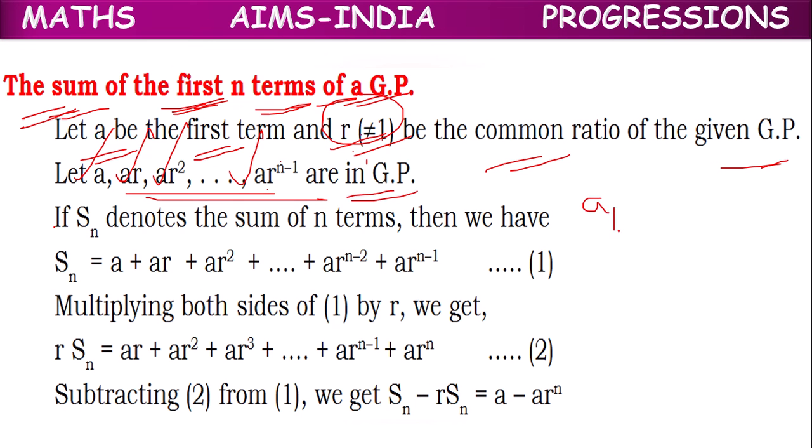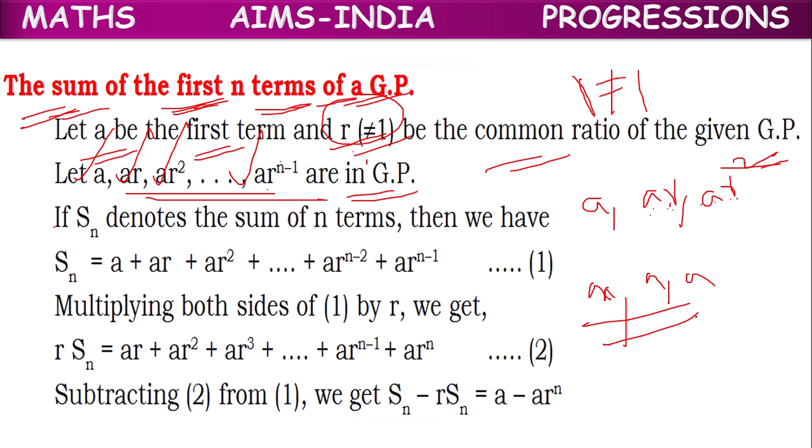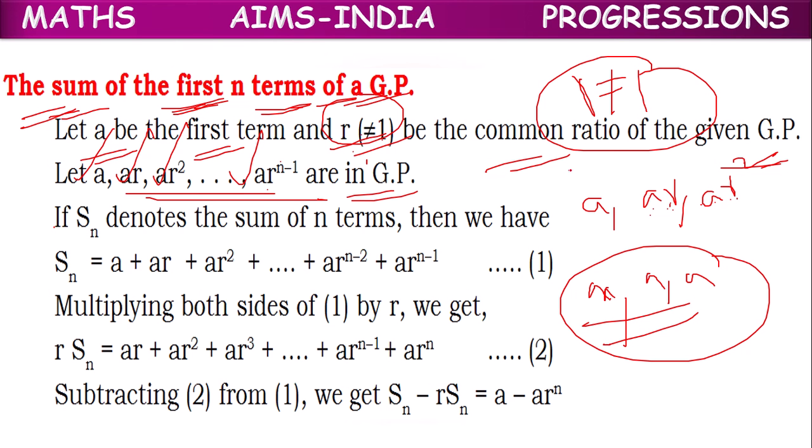If the first term is a, second term will be ar, third term will be ar square. But here the condition is r should not be equal to 1. If r is 1, what happens? a into r means a into 1, it will become a. a into r square, a into 1 square, it will become a. All terms will be same. So that's why here the condition is r should not be equal to 1.